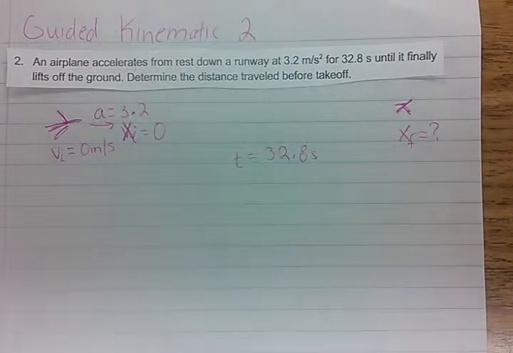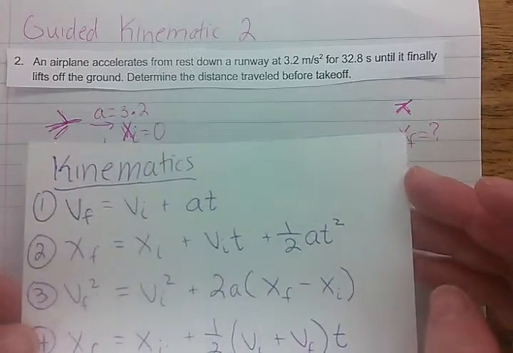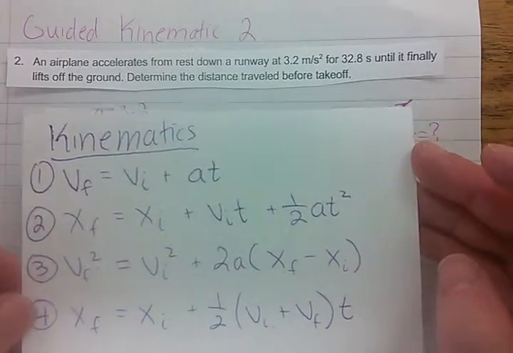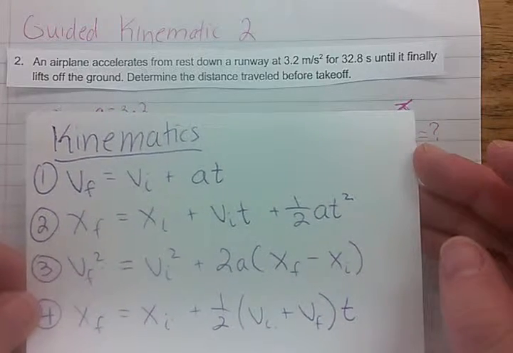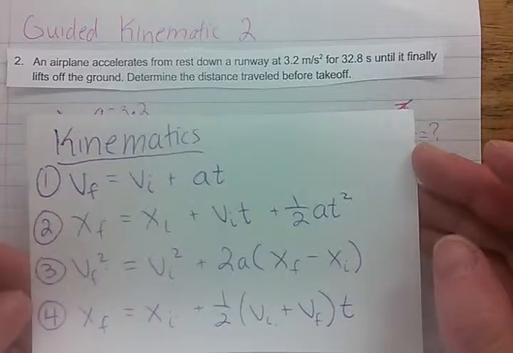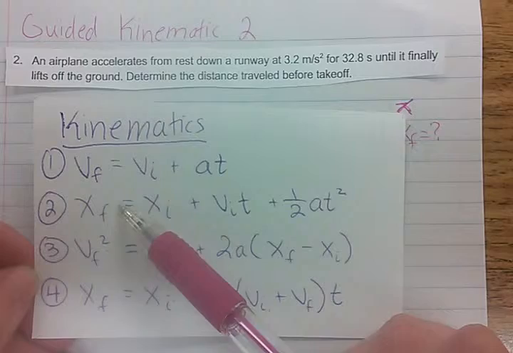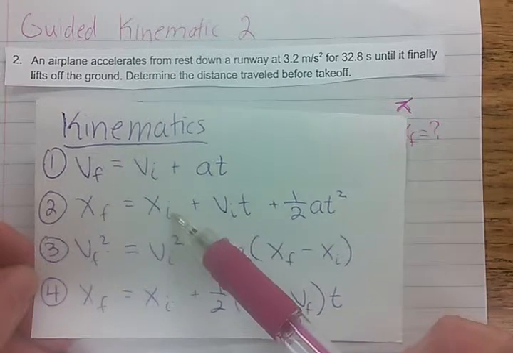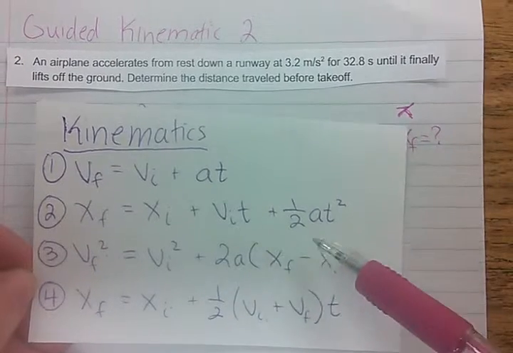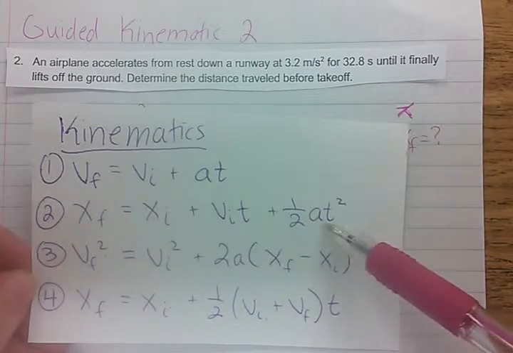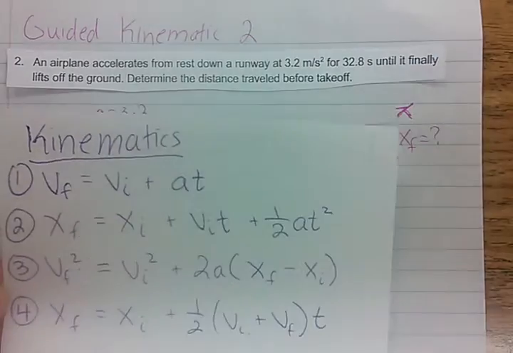Next, we have to figure out which kinematic we want to use. So here are our kinematics. We don't want to use the first one because it does not involve position at all. There's no x's. How about kinematic number 2? Well, we're looking for xf. We have xi at 0. We have vi at 0. We have our time, 32.8. And we have our acceleration. So it looks like this is the one we want to use. We can plug everything in and solve for xf.